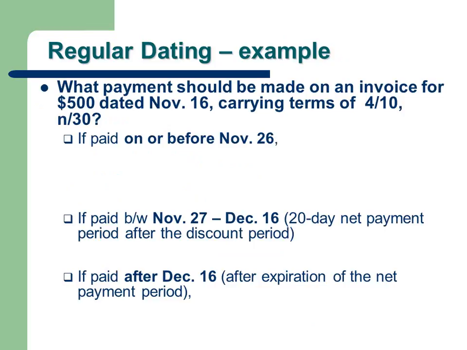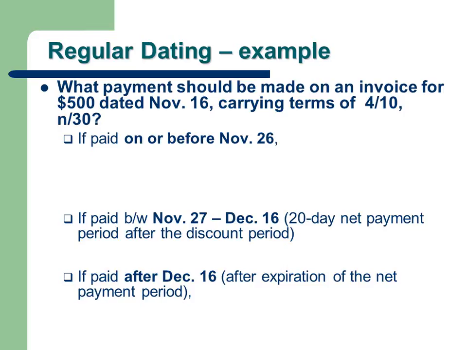So for example, let's say you have an invoice of $500 and the invoice is dated November 16th. And this invoice carries the term of 4/10, N/30. We learned how to interpret this type of cash discount term in last module. The example term we looked at in last module under the cash discount section was the regular dating term, in fact. So this is similar to that term.